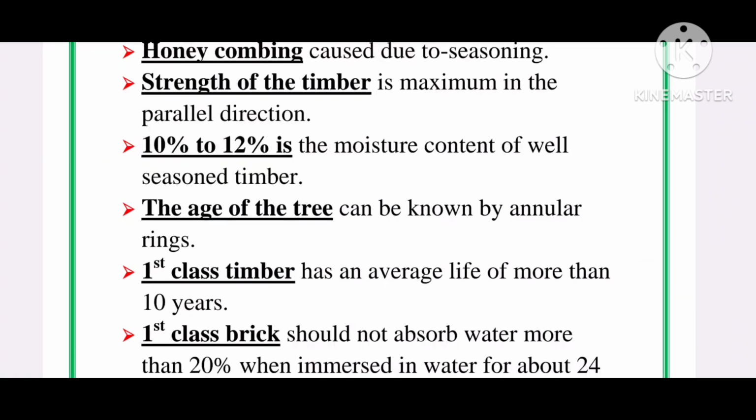Next point, 10 to 12% is the moisture content of well seasoned timber. The age of a tree can be known by annular rings, as we discussed earlier. Next, first class timber has an average life of more than 10 years.